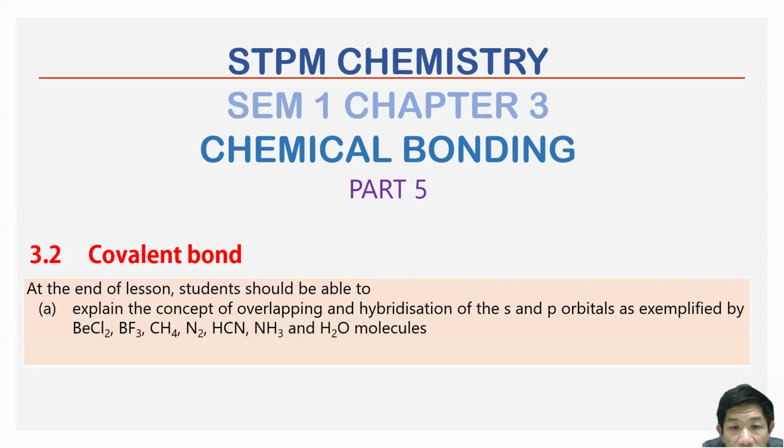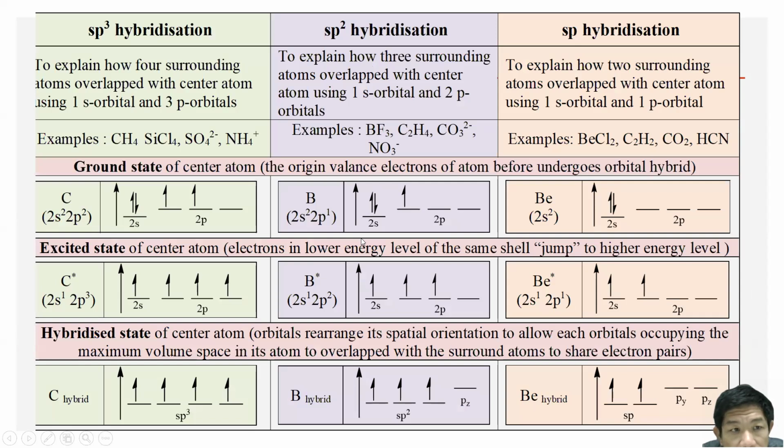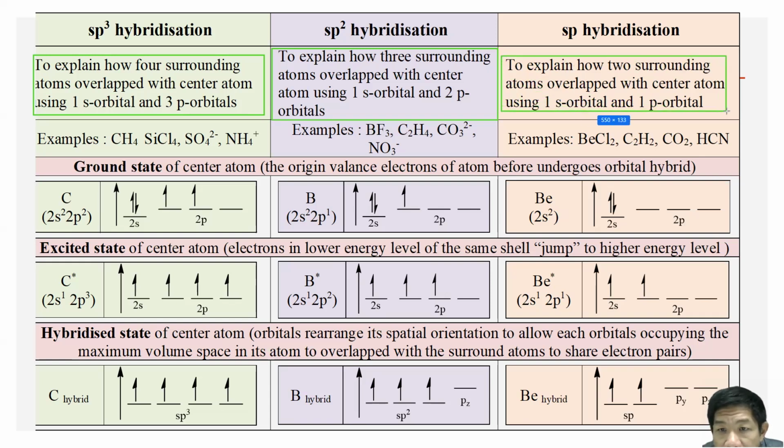So we are going to continue with part 5 of chemical bonding, where previously we talked about how to use the valence bond theory to discuss sp3, sp2, and sp hybridizations. In sp3, it is used to explain how four surrounding atoms overlap with the center atom using one s and three p orbitals, whereas sp2 is used to explain how three surrounding atoms overlap with the center atom using one s and two p orbitals, and sp is used to explain how two surrounding atoms overlap with the center atom using one s and one p orbital.